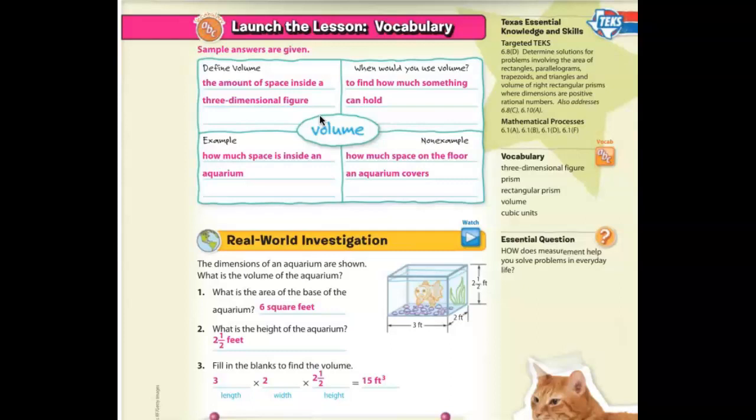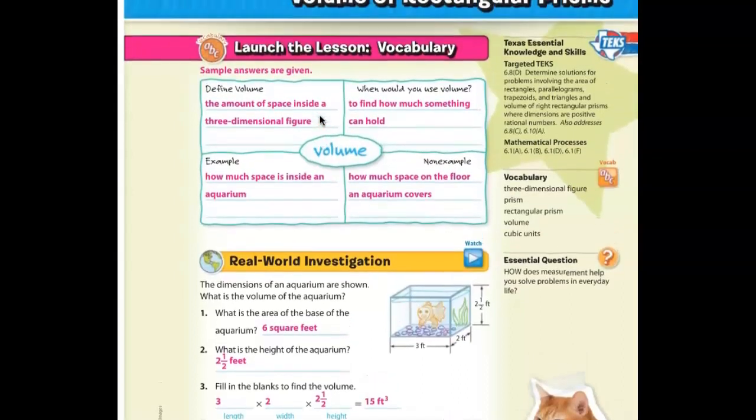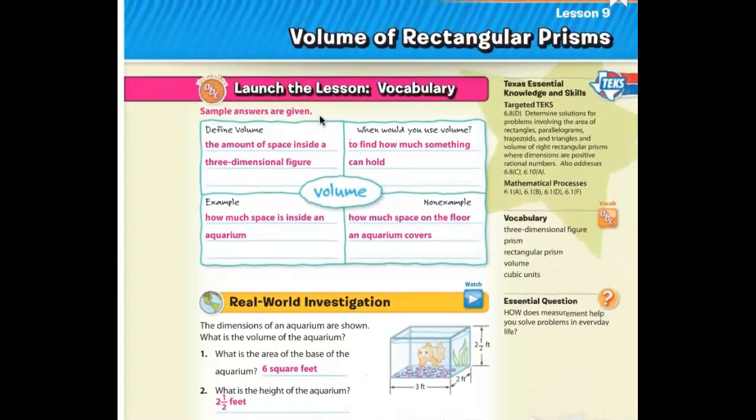All right, so we should be on page 759, and this is chapter 9, lesson 9, which is concerning the volume of rectangular prisms. So up to this point, we've been working with area, which is a two-dimensional concept where we figured out how much space in square units is inside different types of shapes, different types of polygons like rectangles and triangles and trapezoids. Now we're going to be working with three-dimensional objects, and that's not area, that's going to be volume.